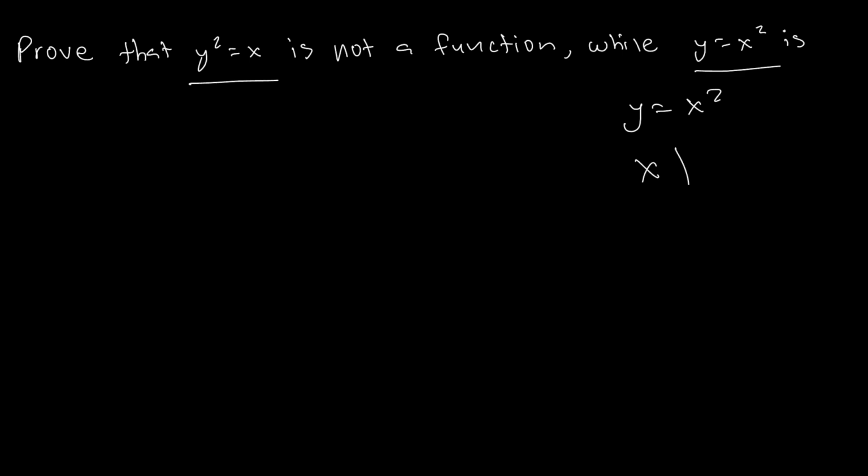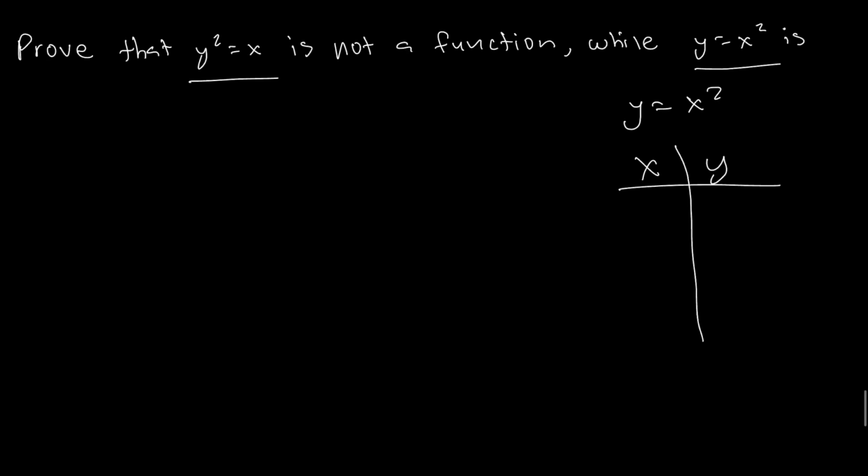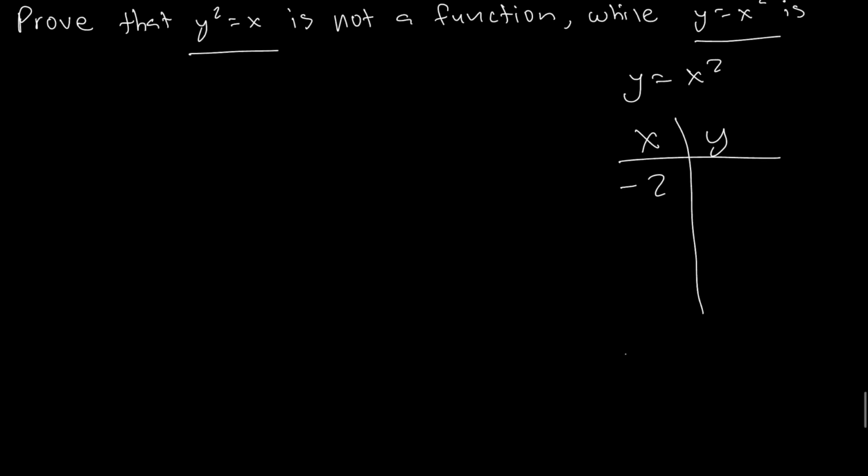Y equals x squared. Let's do a table for this, just as we have it. So x is input, y is output. So let's plug in values. So let's do x equals, let's do -2 to 2. So our domain is from -2 to 2. So we have x equals -2. If we plug that in, y, when x is -2, is going to be -2 squared, which equals 4.